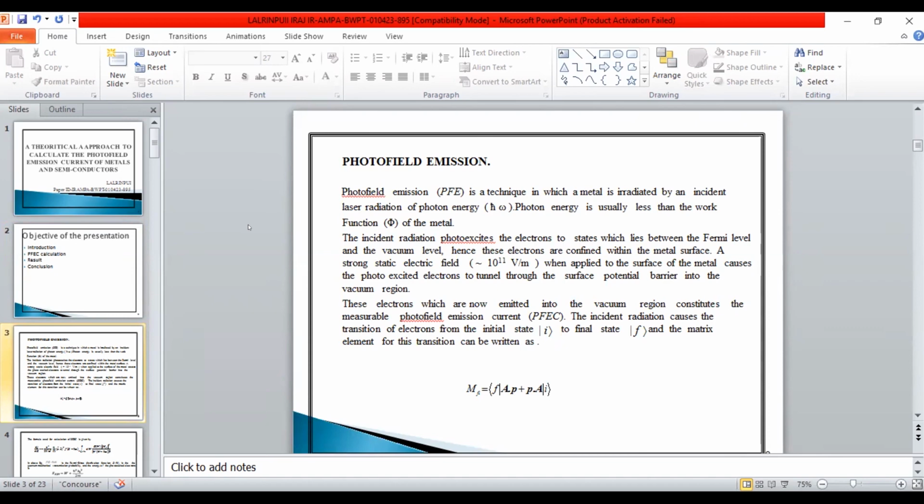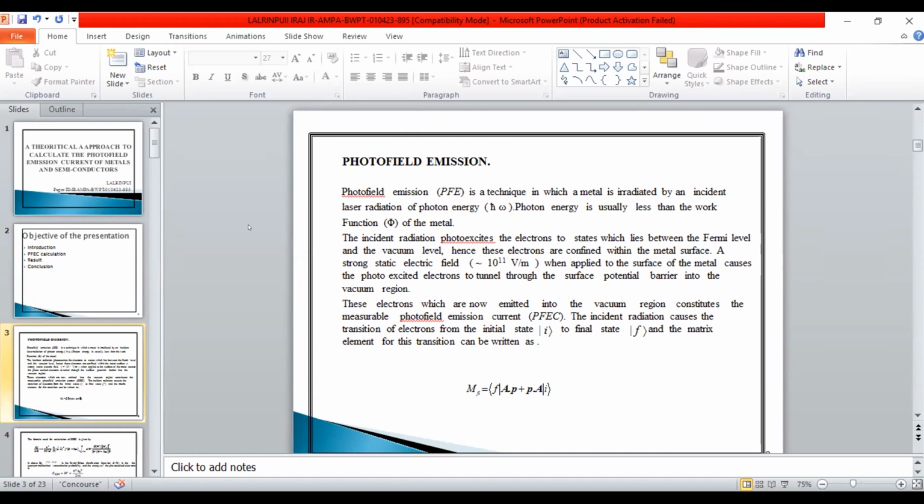A strong static electric field, approximately equal to 10^11 volt per meter, when applied to the surface of the metal causes the photo-excited electrons to tunnel through the surface potential barrier into the vacuum region. These electrons, which are now emitted into the vacuum region, constitute the measurable photofield emission current, PFEC.